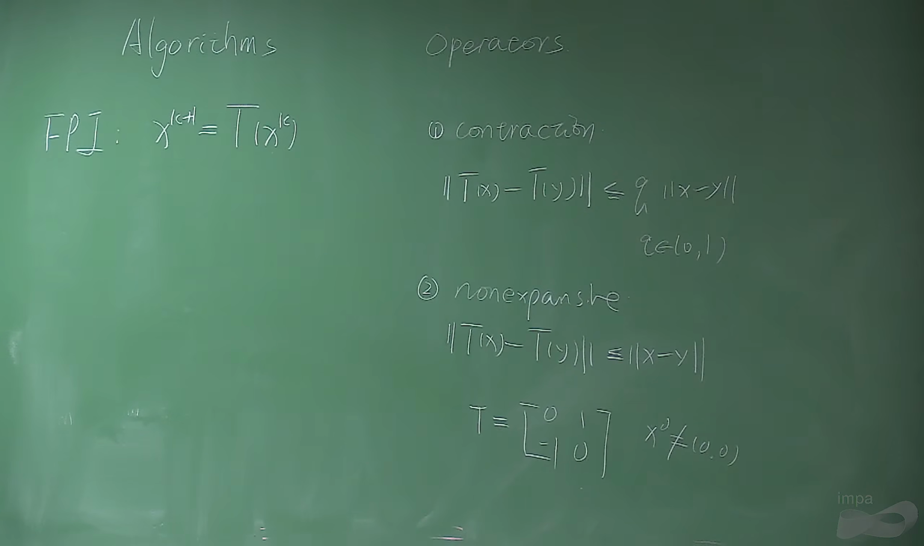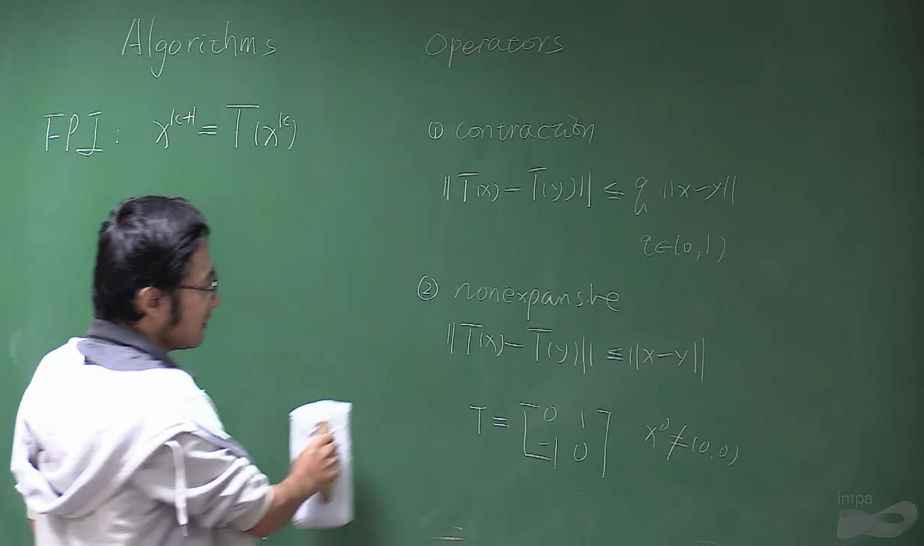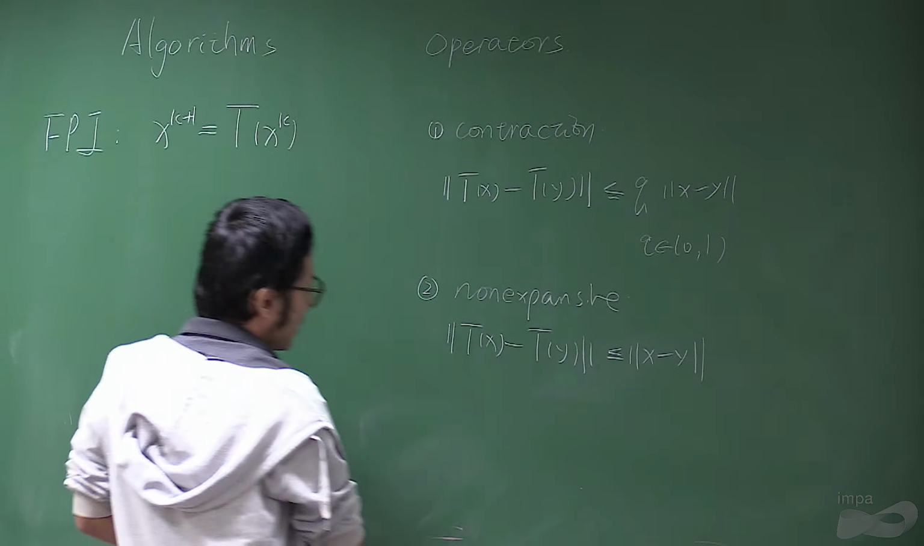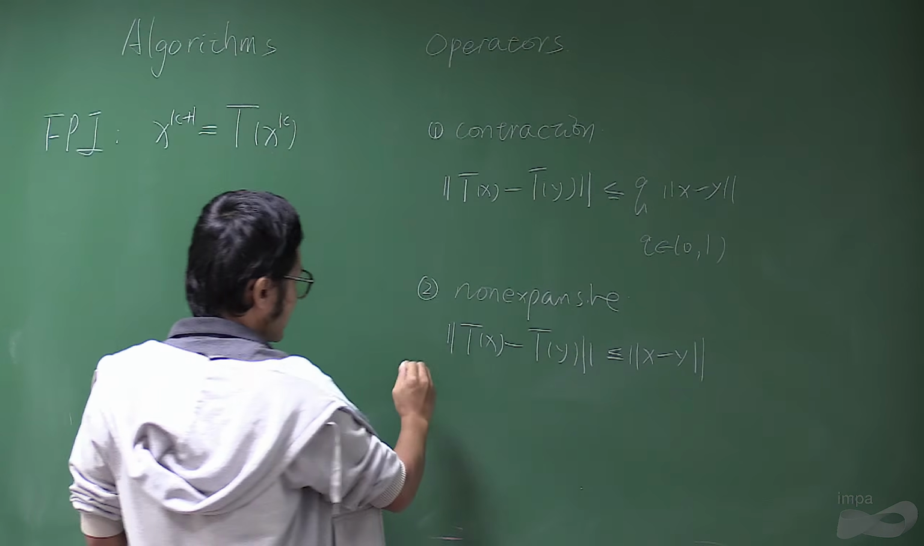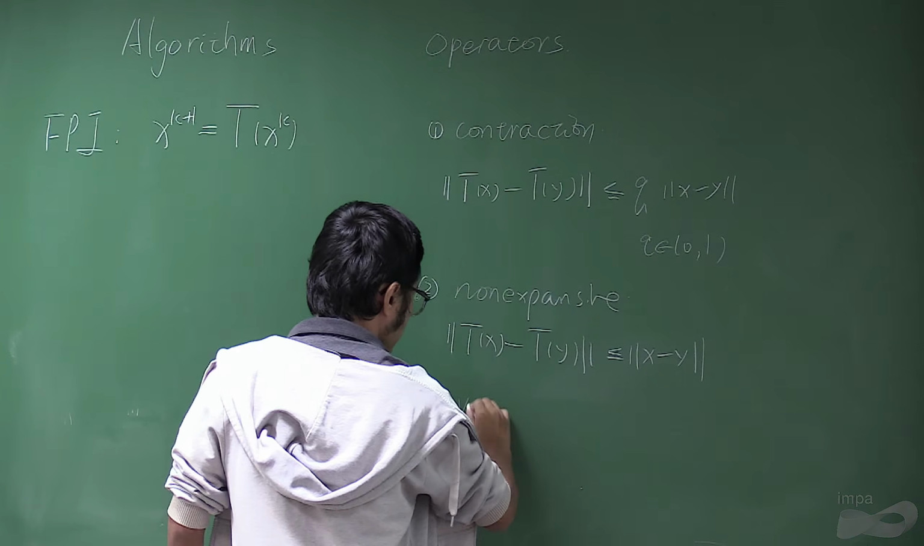According to this example, we can see that non-expansiveness is not enough to guarantee the convergence. So we need something stronger. Here it's called averaged.